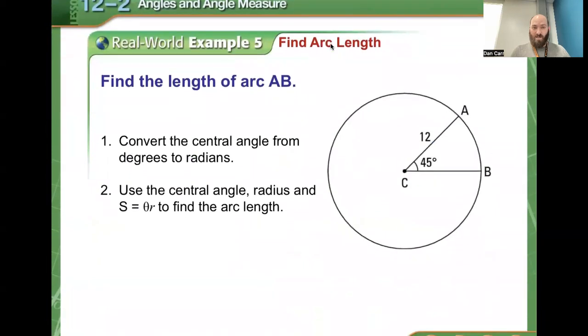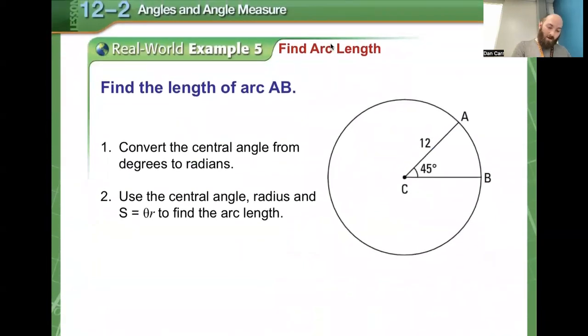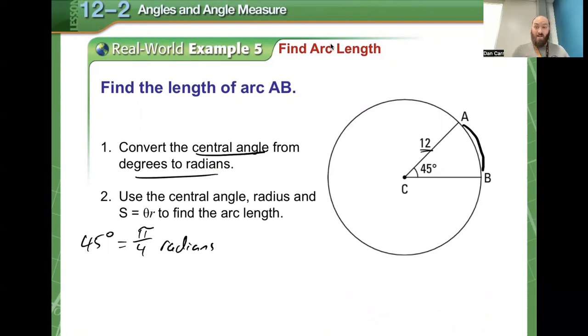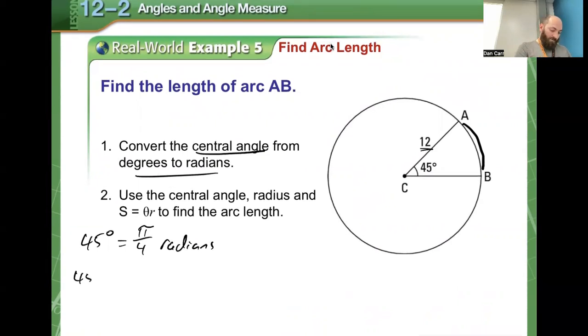So let's take a look at this one, for example. Find the length of arc AB. Given that 12 is my radius, just units in this case, step one, we're going to first convert our central angle from degrees to radians. Again, the unit circle might be helpful. 45 degrees is the same as pi over 4 radians. But worst case scenario, you can do 45 over 1 multiplied by pi radians over 360. So you can just do it that way as well. Either way, you get to pi over 4.